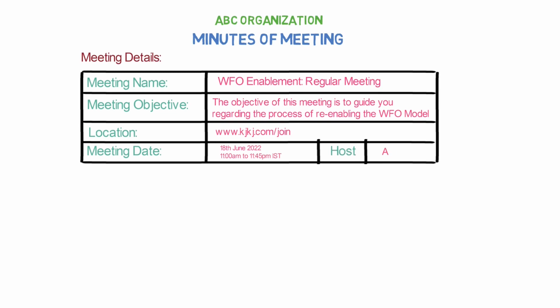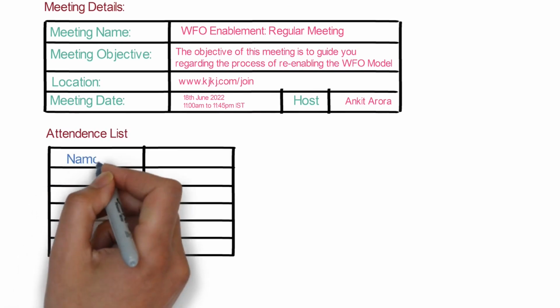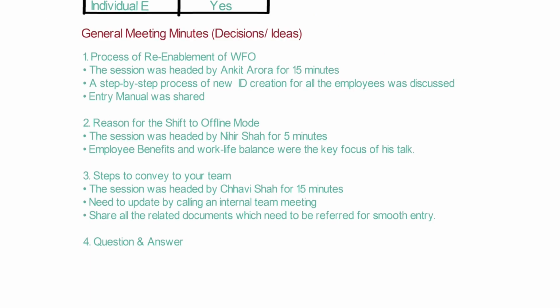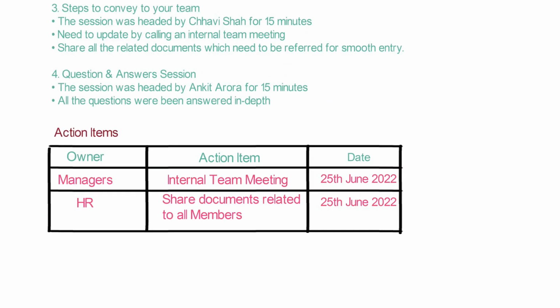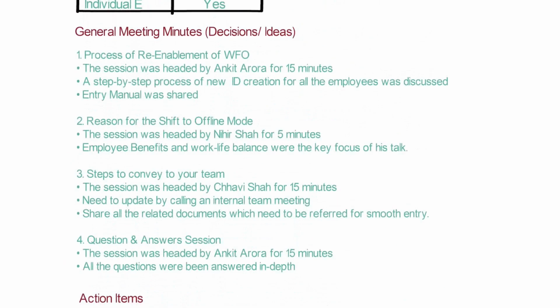Meeting host, Ankit Arora. Next comes the attendance list, and it will be something like this. Then comes the general meeting minutes, which will be something like this. Notice that I have added points of agenda and actions here. Next comes the list of action, which would be like this. Finally comes the name of the person who prepared the minutes of meeting and the name of the reviewer. So this is the example of minutes of meeting.